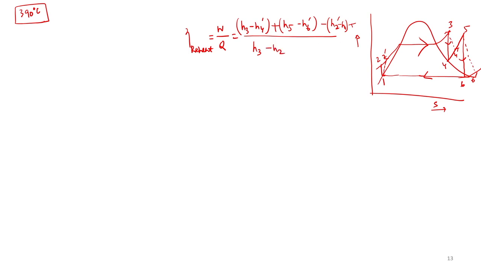H3 minus H2, this is the heat supplied, plus you will have H5 minus H4', this is also heat supplied. Okay. That means we need those enthalpies at 3, 4', 5, 6', then at 2'. Okay. So, all those enthalpies are required. Okay. So, for that we need to do the analysis and take help of steam tables. That means, at 390 degrees Celsius, which is nothing but T3, and P3 is 60 bar. Okay.